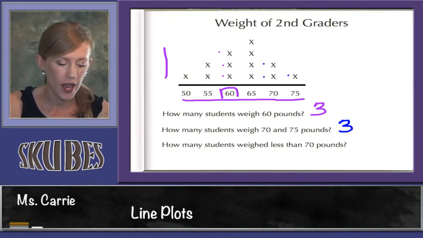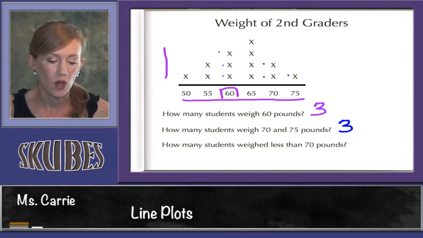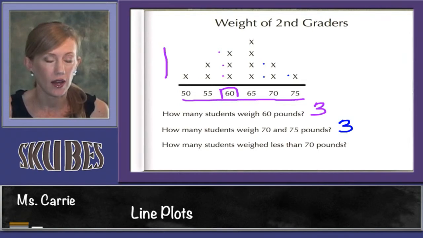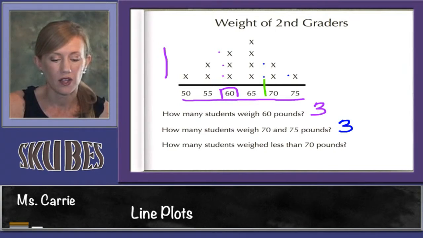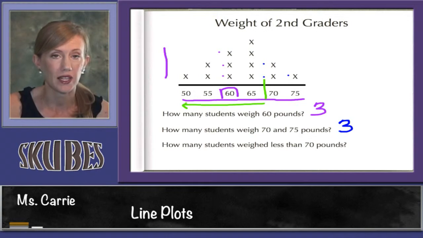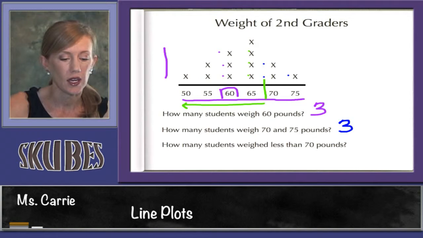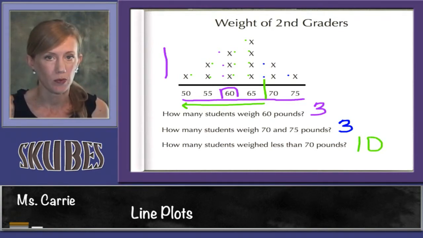The third question asks, how many students weighed less than 70 pounds? Well, to find that out, we need to look at all the weights that are less than 70 pounds and count up how many students. Well, 70 is right here. I'm going to make a line right there because we need to count everything that is to the left of here because that would be less than 70 pounds. So there's 1, 2, 3, 4, 5, 6, 7, 8, 9, 10. There are 10 students that weighed less than 70 pounds.